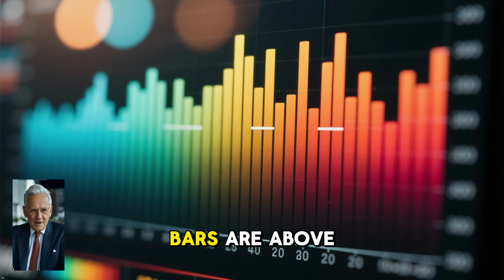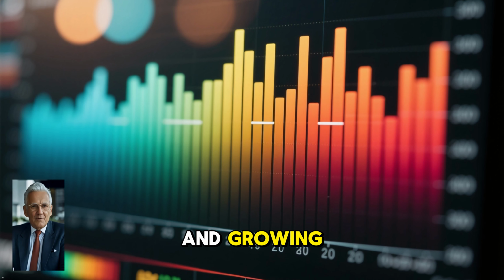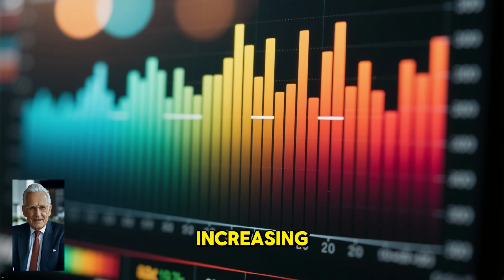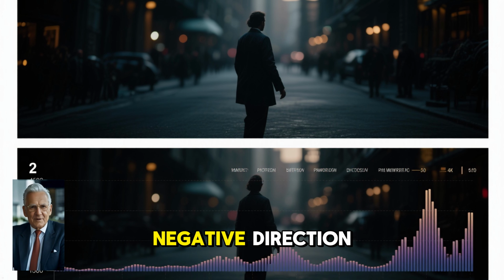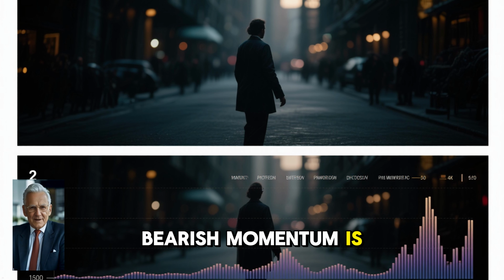When the histogram bars are above the zero line and growing, bullish momentum is increasing. When they are below the zero line and getting larger in the negative direction, bearish momentum is increasing.